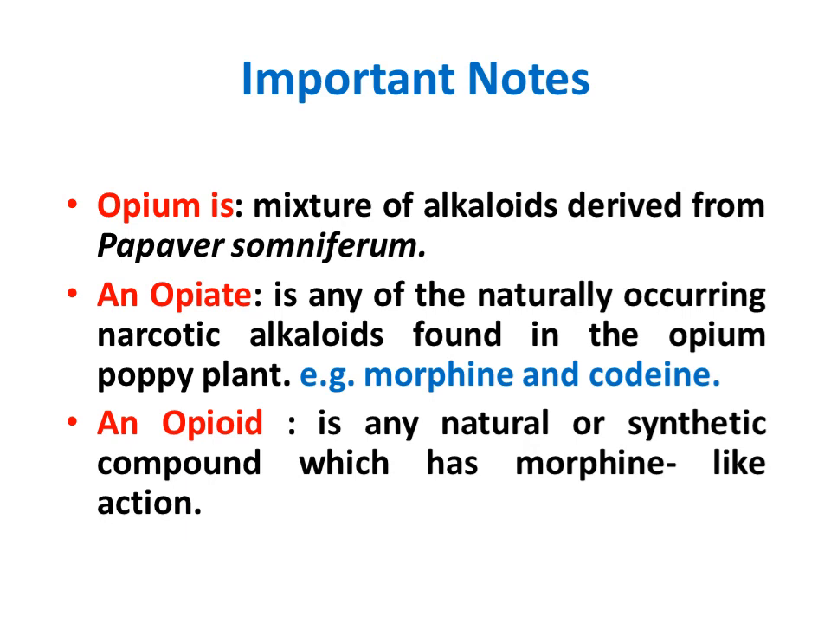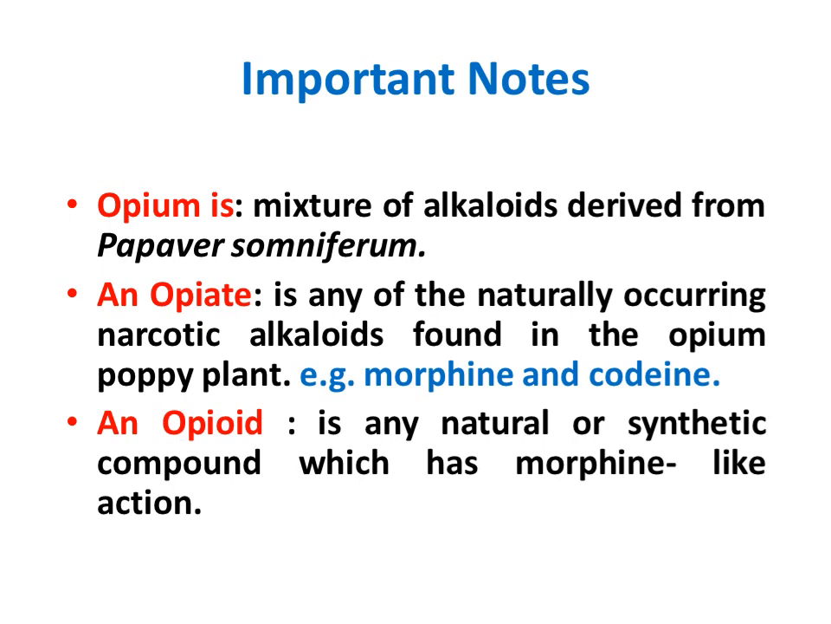Because you are a dentist, you must know these definitions very well. When I say opium, what is opium? Opium is the mixture of alkaloids derived from papaver somnifera. So the opium is the natural latex secreted from the fruit of the plant Papaver somnifera. The term opiate is any of the naturally occurring narcotic alkaloids found in the opium poppy plant.